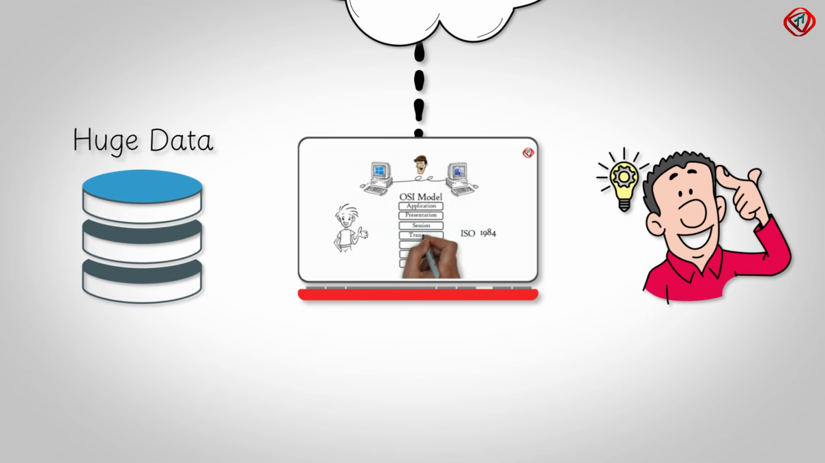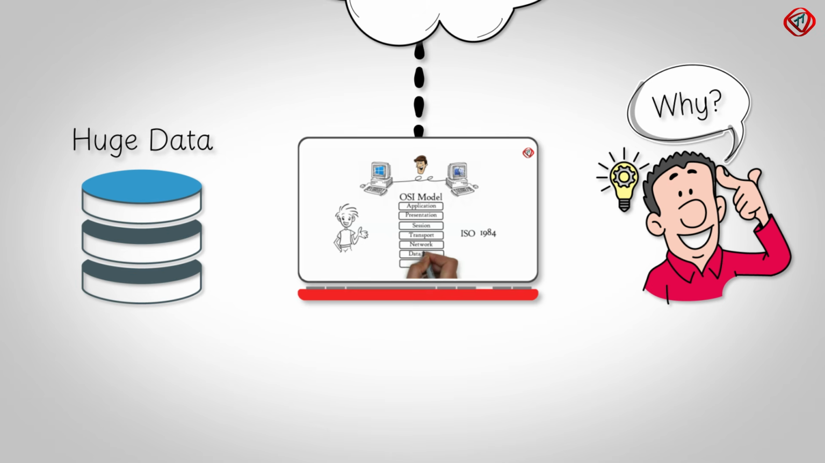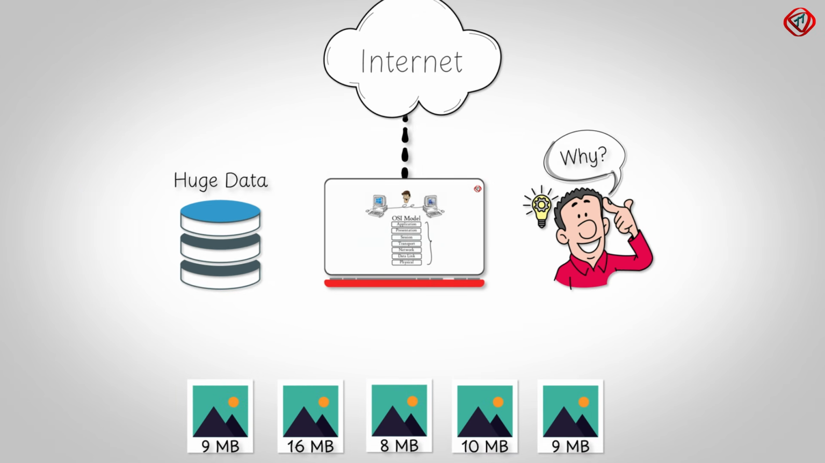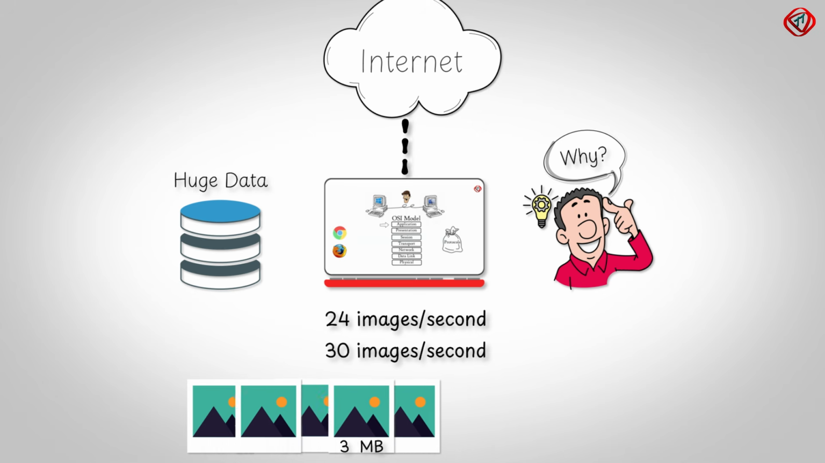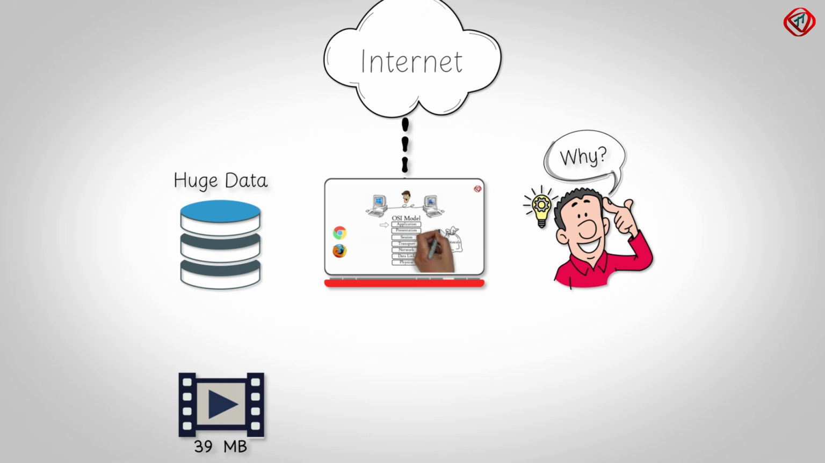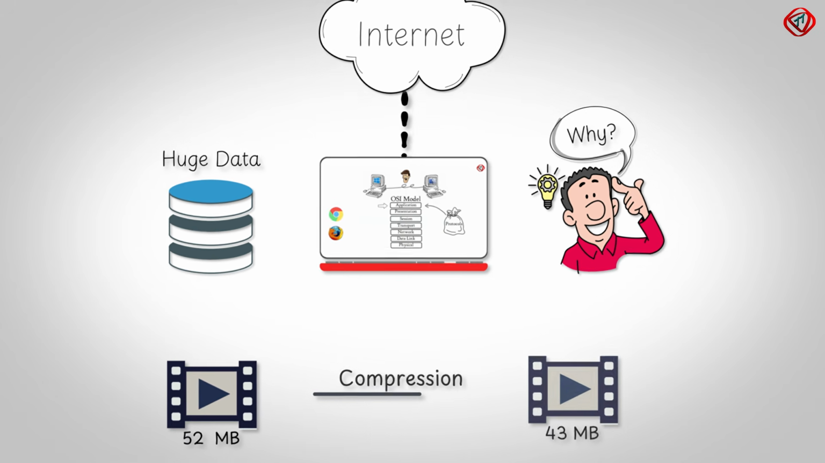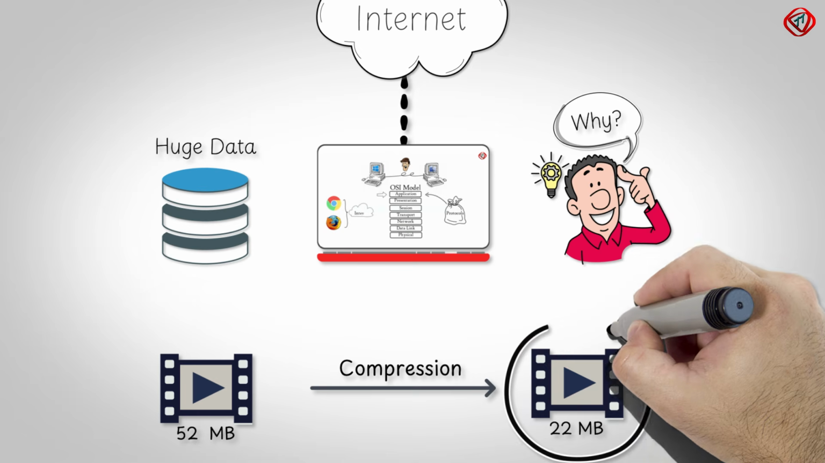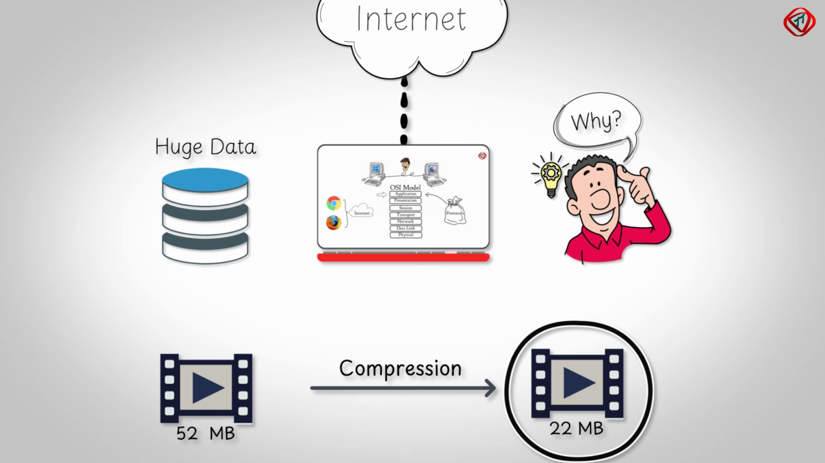Now here comes an important thing. Videos contain huge amounts of data. Why? Because a video is actually a fast sequence of images. For example, 24 images every second or 30 images every second. So naturally, video files become very large. This is why video compression is extremely important. Compression reduces video size so it can travel faster through the internet.